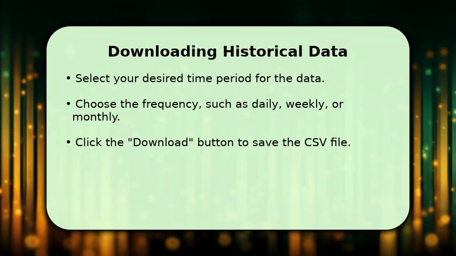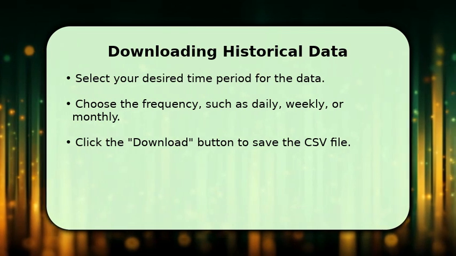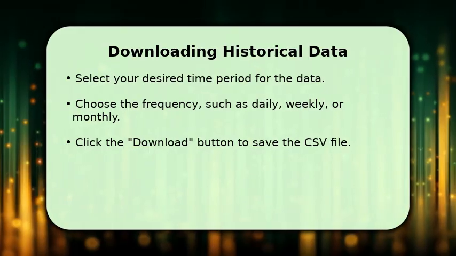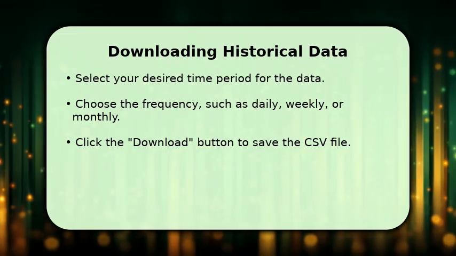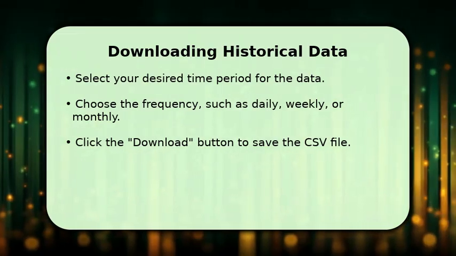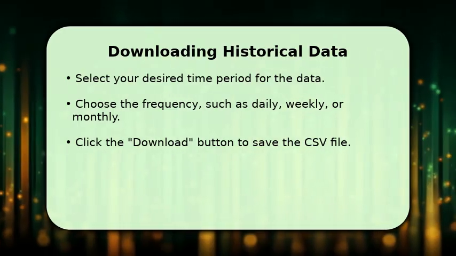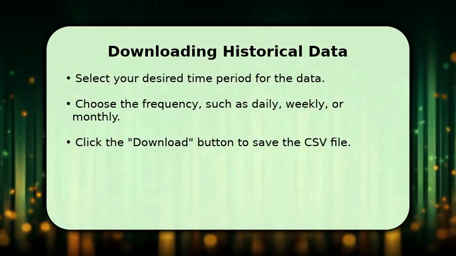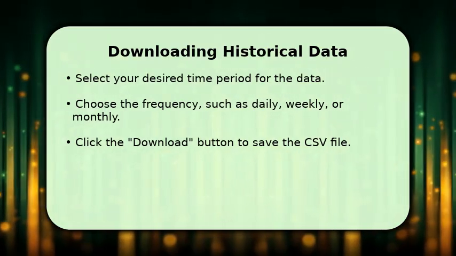On the Historical Data tab, you'll see options to customize your data download. First, specify the time period you wish to cover, perhaps the last 5 years or a custom date range. Next, select the frequency of the data points. Common choices include daily, weekly, or monthly. After making your selections, simply click the Download button. This action will generate a CSV file containing all the historical stock data you requested, ready for your analysis.